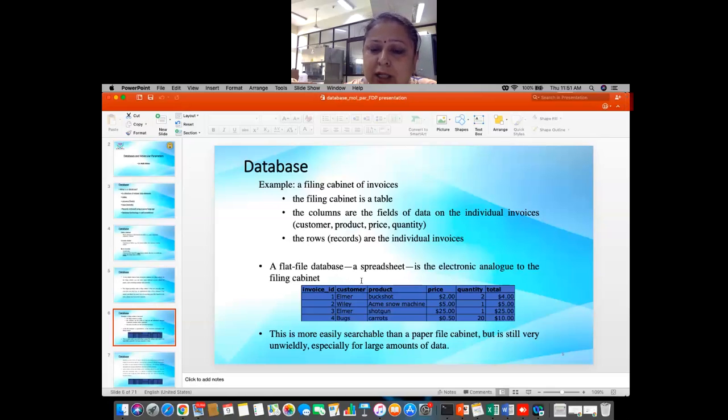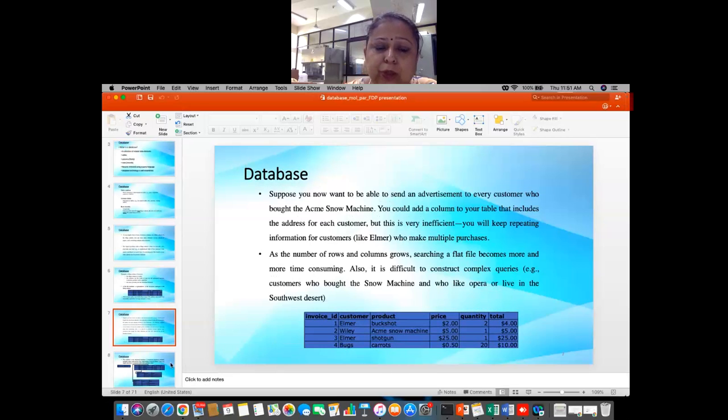So a flat file database is a spreadsheet. It is the electronic analog to the filing cabinet. This is more easily searchable than a paper file cabinet, but is still very unwieldy, especially for a large amount of data. So there is a need to make databases for any such information, which should be handy to use and store huge data, and it should be user friendly. Users can use it very easily from their own desktops.